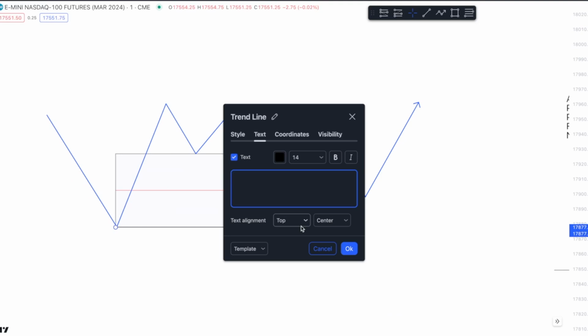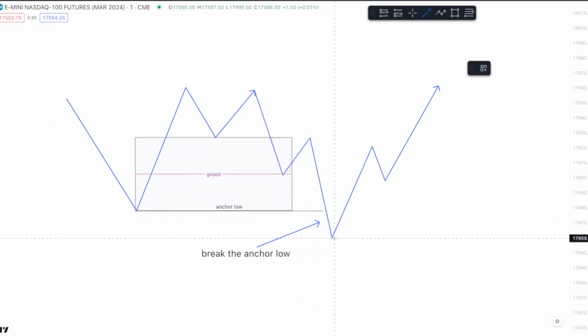Let's finish up this diagram real quick. Price breaks the anchor low. It sets a low point and crosses above it right here. It sets a high. It sets a low point and it crosses and closes above that candle.